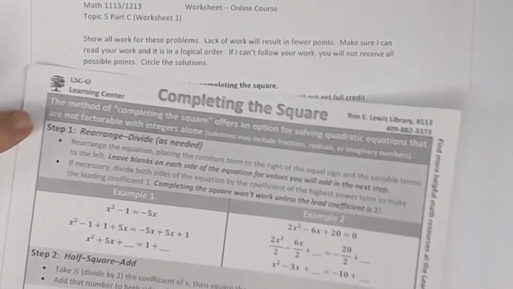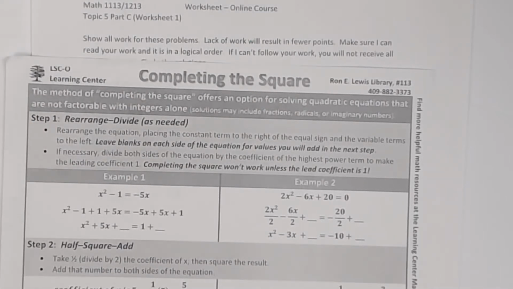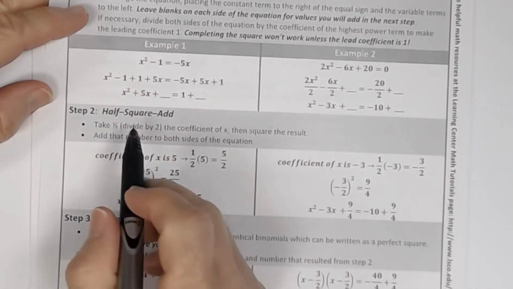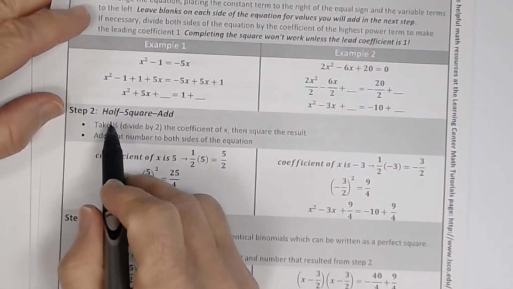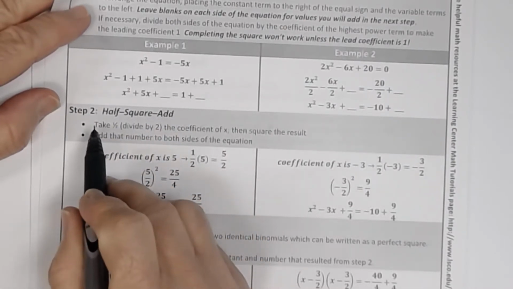So according to step one, we had to rearrange our equation. We had to rearrange the terms. Okay, now step 2. Step 2 is where we take half, square, and then add. Here's the first bullet.